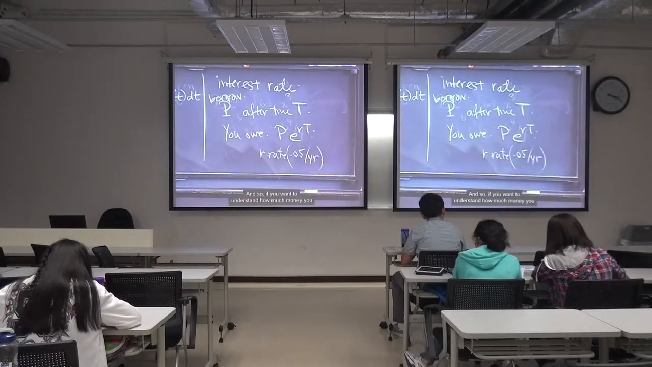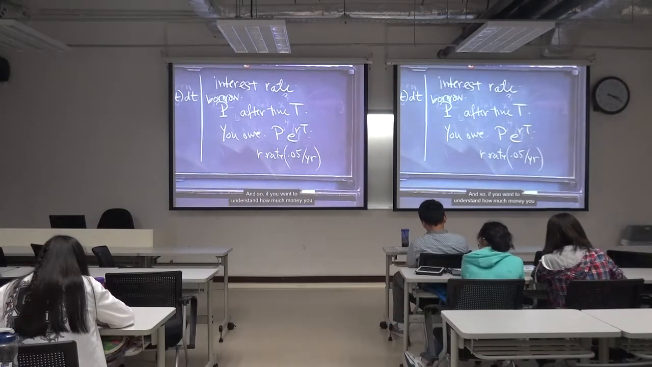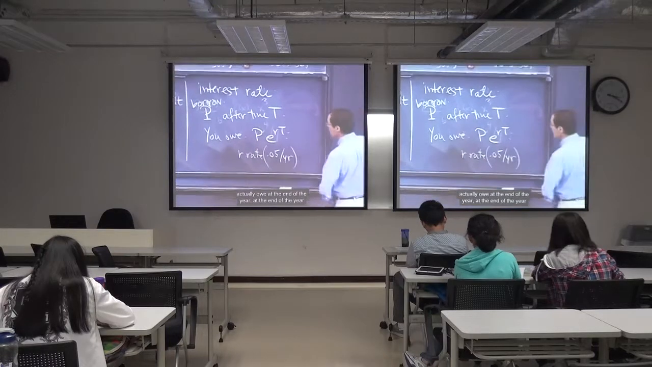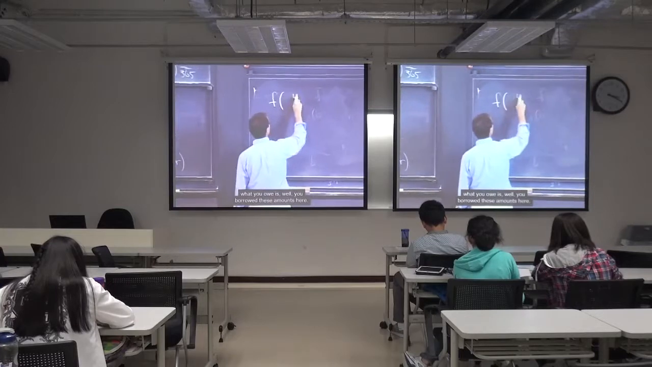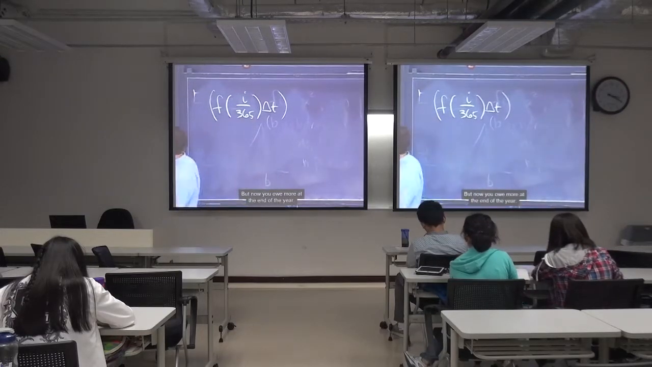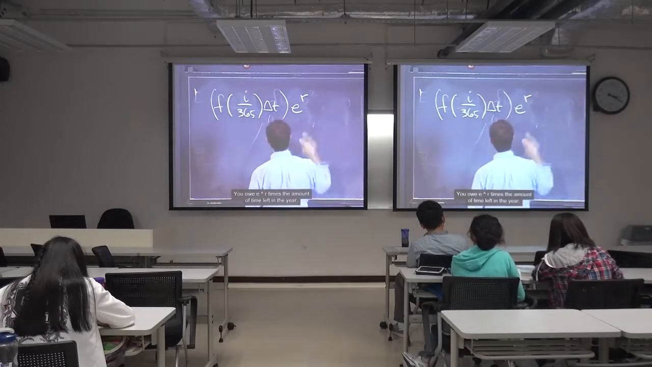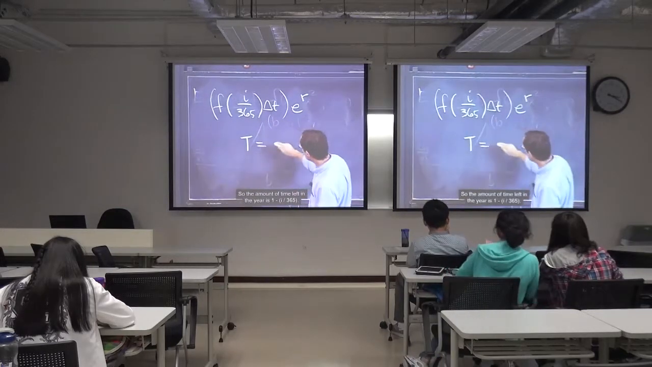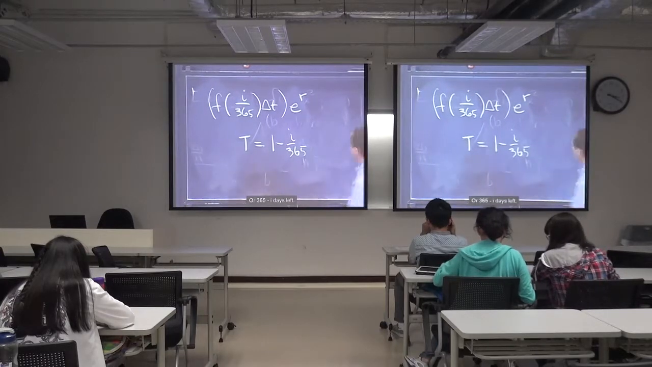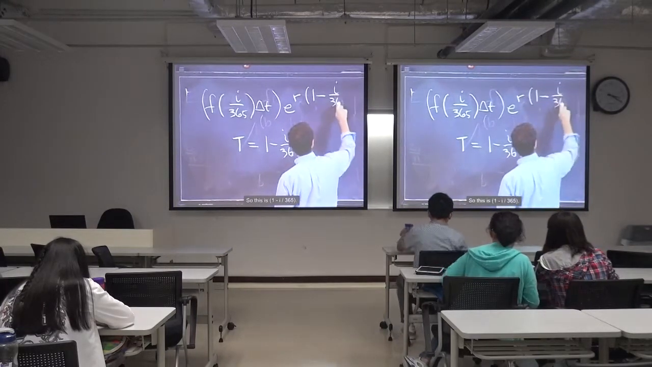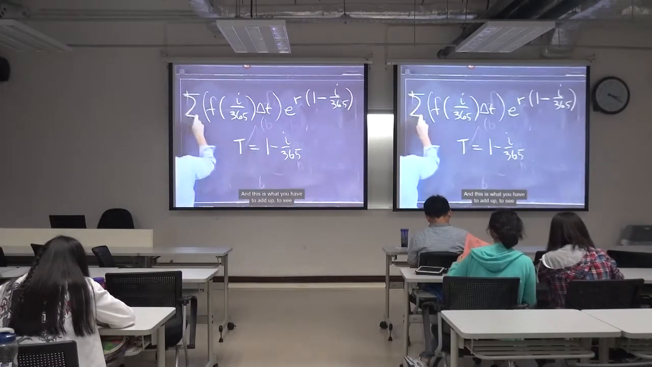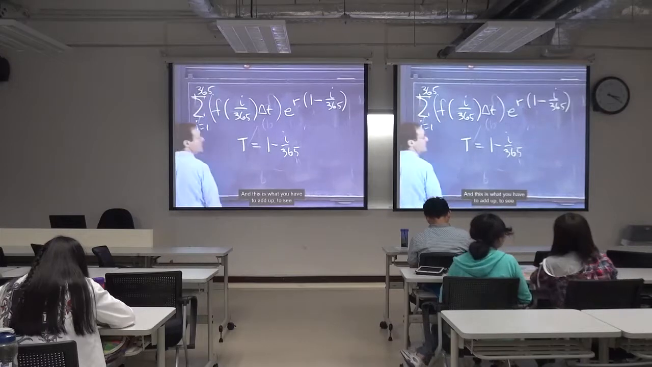And so, if you want to understand how much money you actually owe at the end of the year, well, you borrowed these amounts here. But now you owe more at the end of the year. You owe e to the power r times the amount of time left in the year. So the amount of time left in the year is 1 minus i over 365, or 365 minus i days left. And this is what you have to add up to see how much you owe.